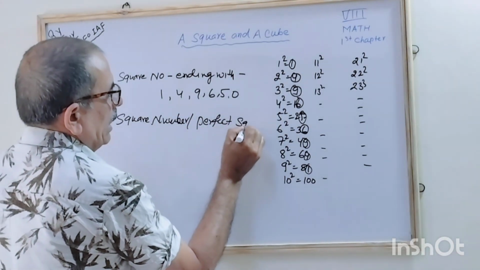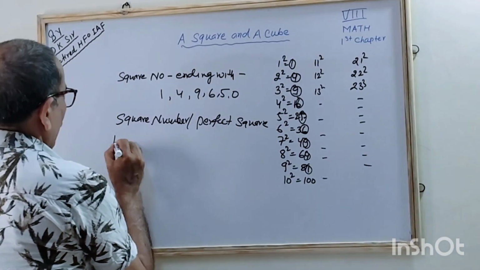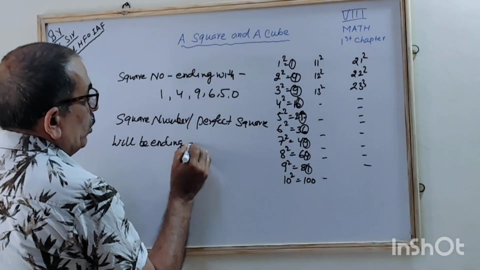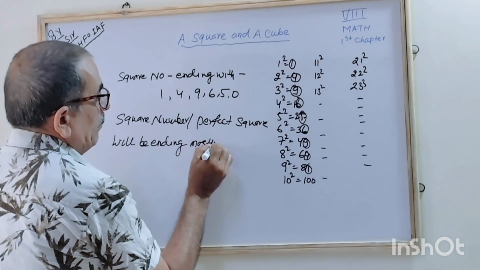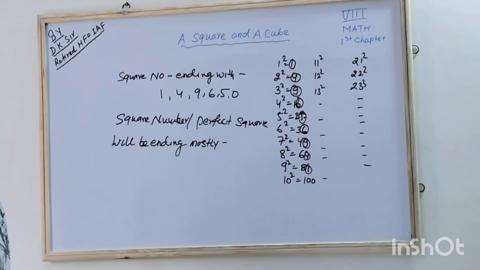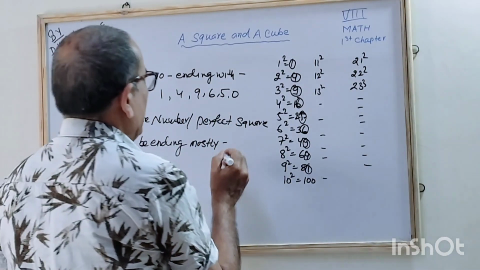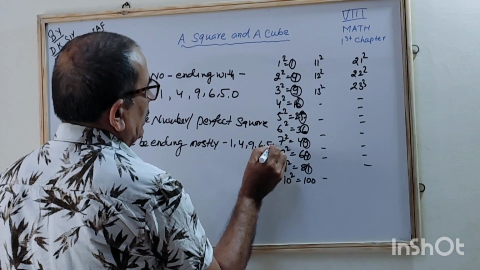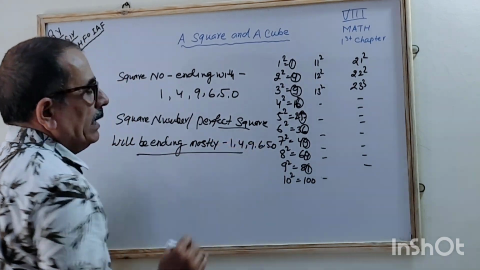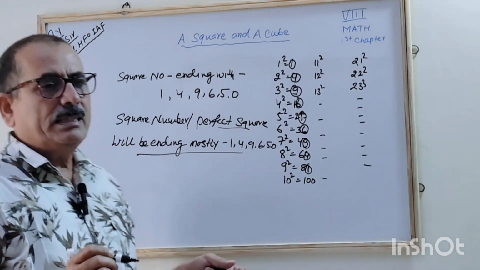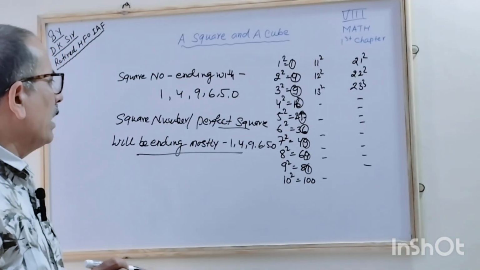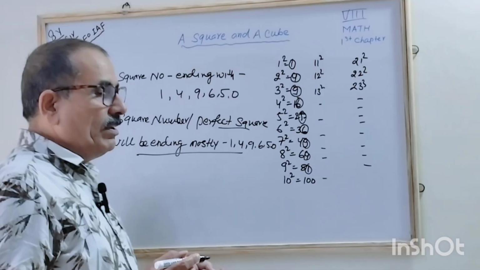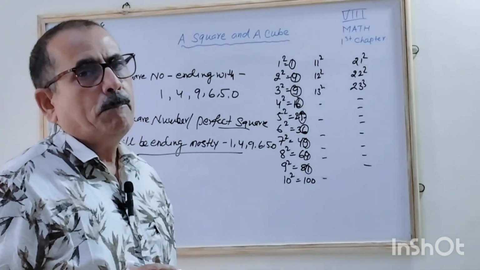The perfect square will be ending, mostly, with 1, 4, 9, 6, 5 and 0. I say mostly, which means not always; there can be exceptional cases. So if any number is ending with 1, 5, 4, 9, 6 or 0, then we can guess that it can be a perfect square.